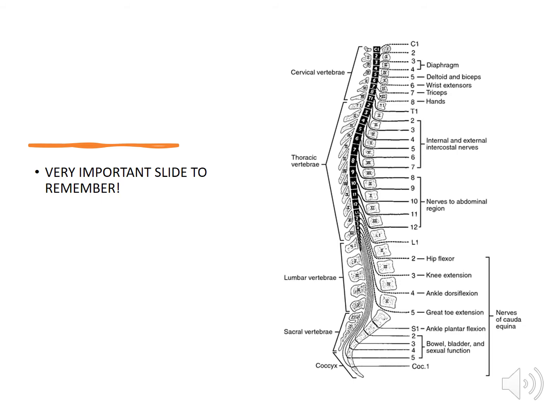At L2, we have the hip flexors. L3, we have the knee extensors. L4, the ankle dorsiflexors. L5, we have great toe extension. S1, we have the ankle plantar flexors. S2 through S5 are going to be responsible for the bowel, bladder, and sexual function.